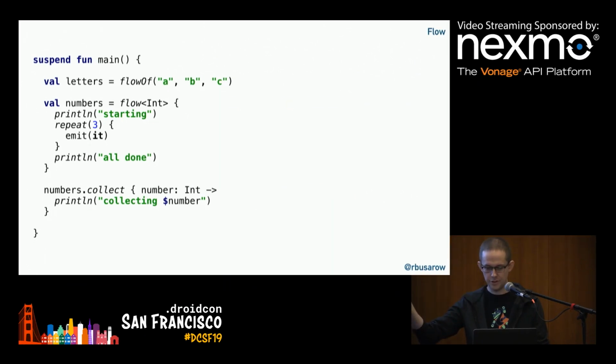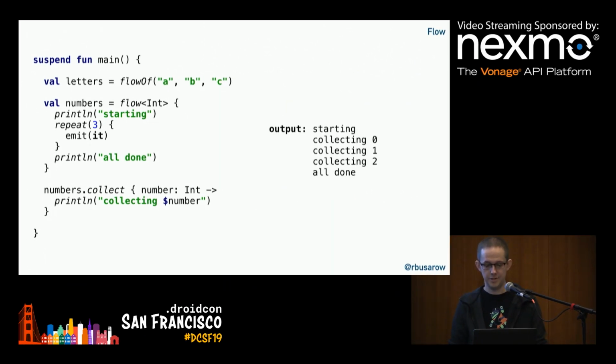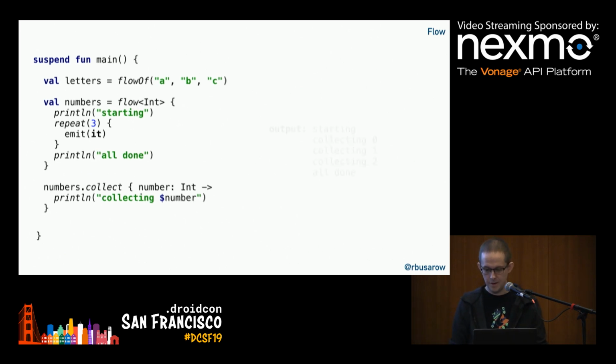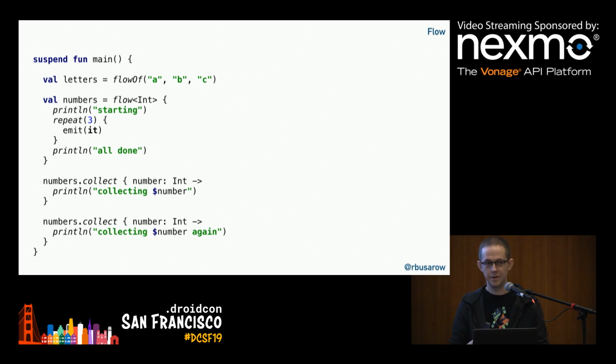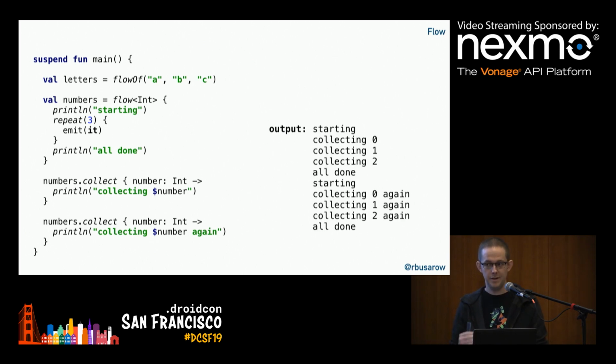So if we were to run this function, we're going to see starting only printed one time, then we're going to collect everything and then finish. Pretty simple. If we were to have two collectors, unlike the channel where the second collector would not have any data, if we run this, we're going to see that the same exact sequence is executed every single time. That means that the flow is not stateful, it's just a sequence. It's a really concise way of expressing a sequence.